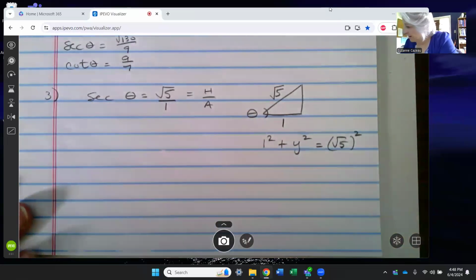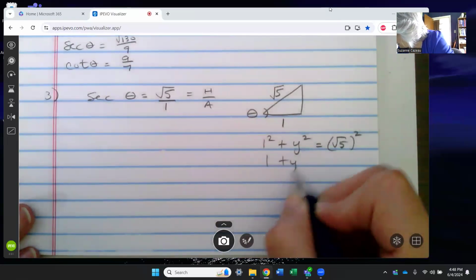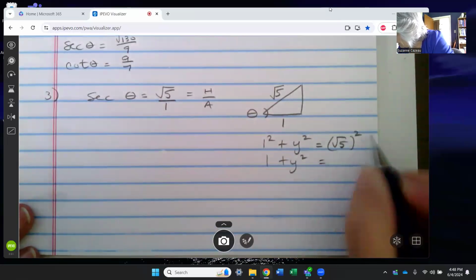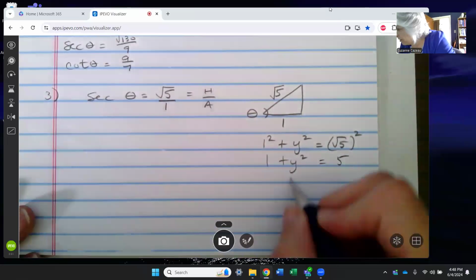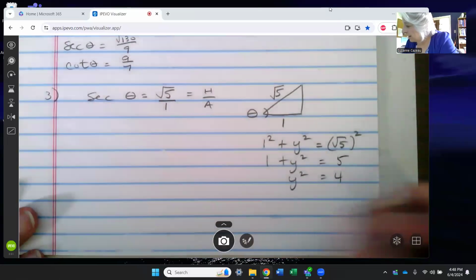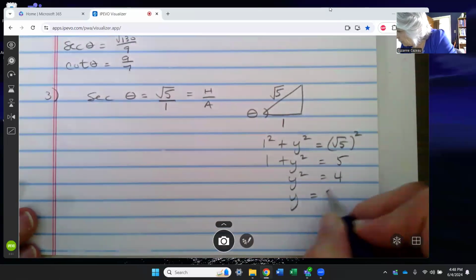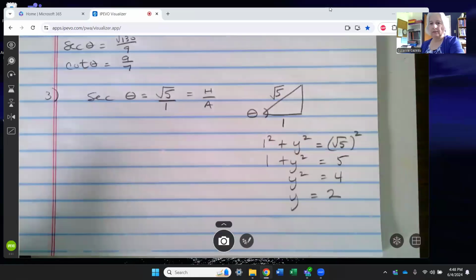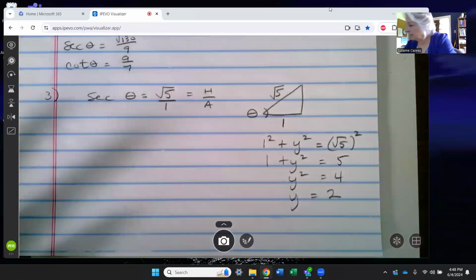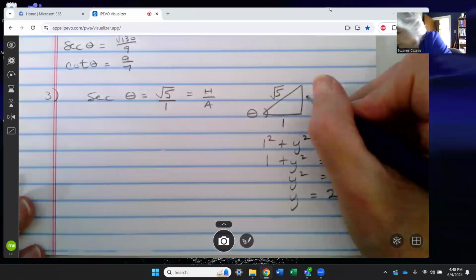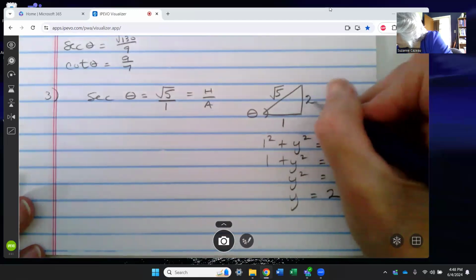Well, this is 5, right? 1 plus y squared is 5. And then you can subtract 1. Y squared is 4. And so y is 2. How's that? It's not going to be negative. All right, no negative distance here.